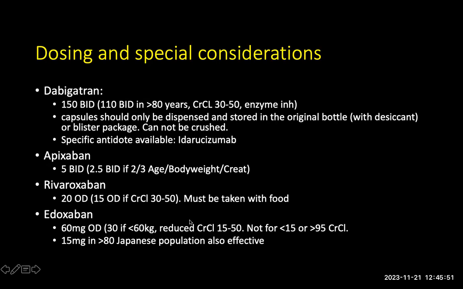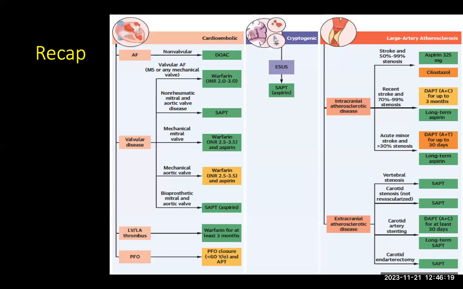There's rivaroxaban. You must remember that it has to be taken with food. So if you have a patient who's not taking it with food, rivaroxaban absorption is only about 60%. And then edoxaban, again, reduced kidney function, extremes of age, body weight, all of these are reasons that you might have to reduce the dose. But whenever you're in doubt, just go to the Thrombosis Canada website and figure out what is the actual dose for your patient.